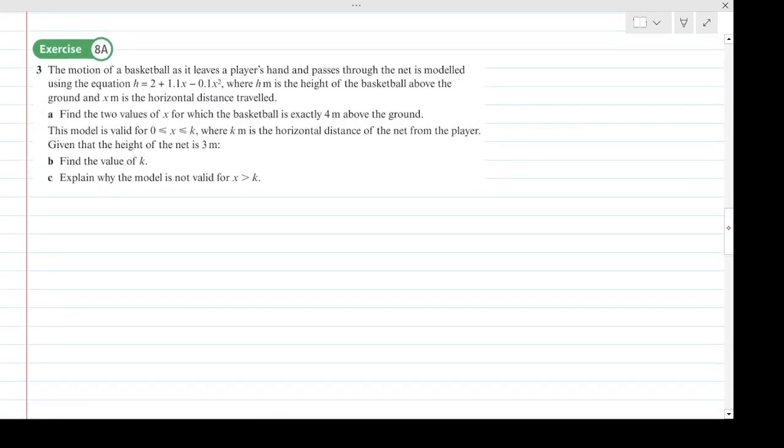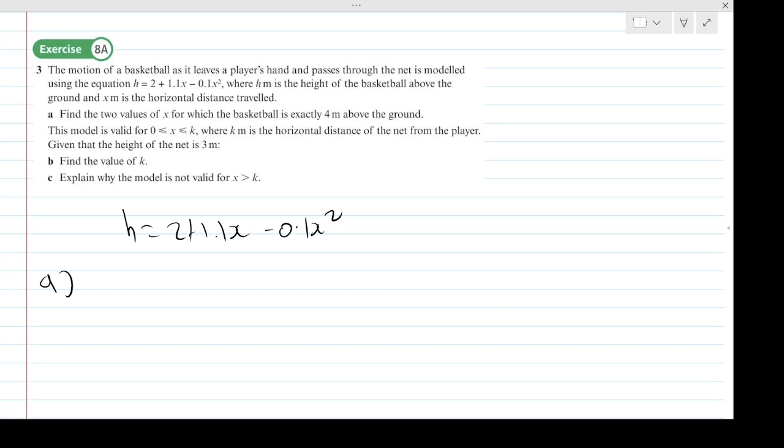Okay, we've got one more question here, and we're told the motion of a basketball as it leaves the player's hand and passes through the net is modelled using the equation h is 2 add 1.1x minus 0.1x squared. It's the same problem, the same equation. Part A now: find two values of x for which the basketball is exactly 4 meters above the ground.